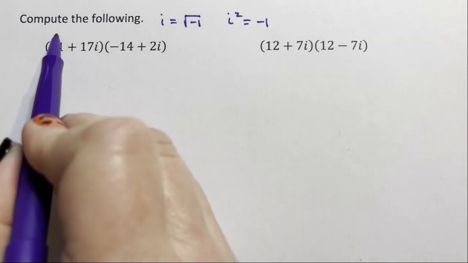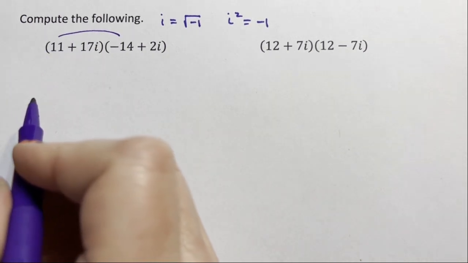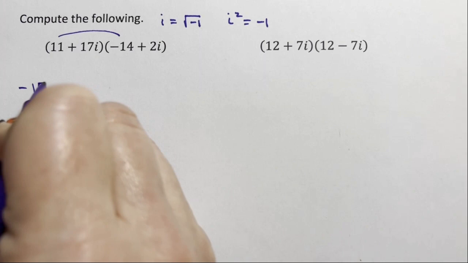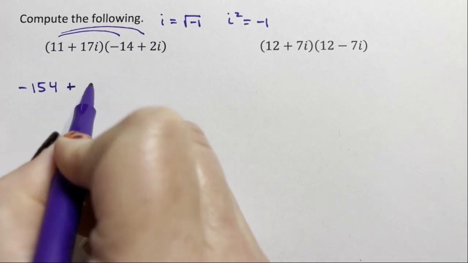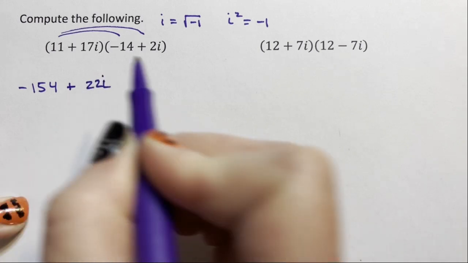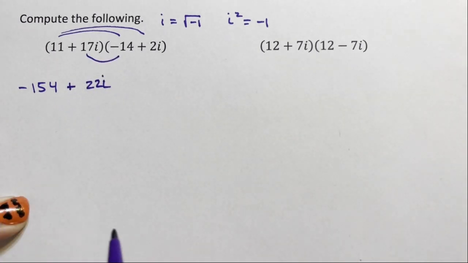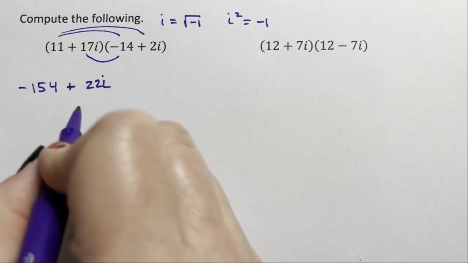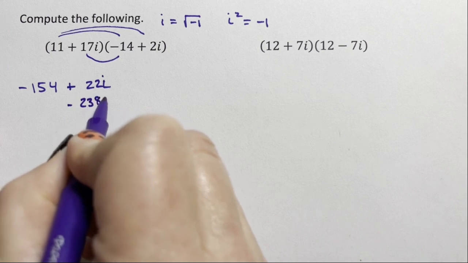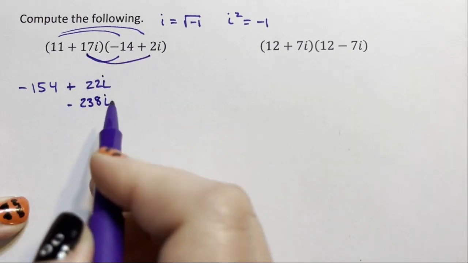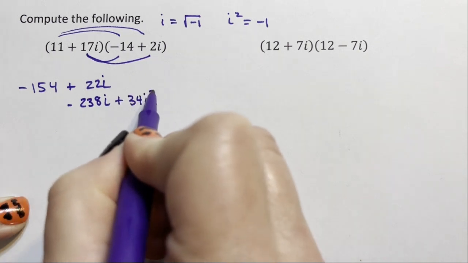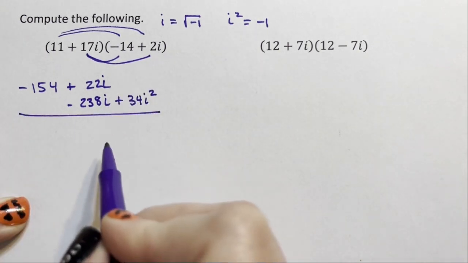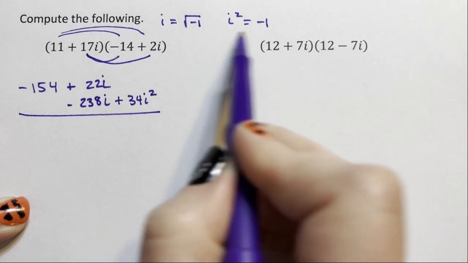All right, 11 times -14 is -154. 11 times 2i is plus 22i. 17i times -14 is -238i. And 17 times 2i is plus 34i squared.